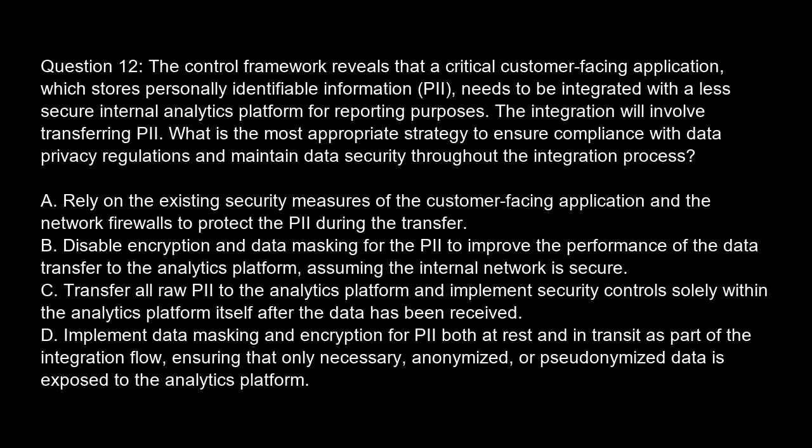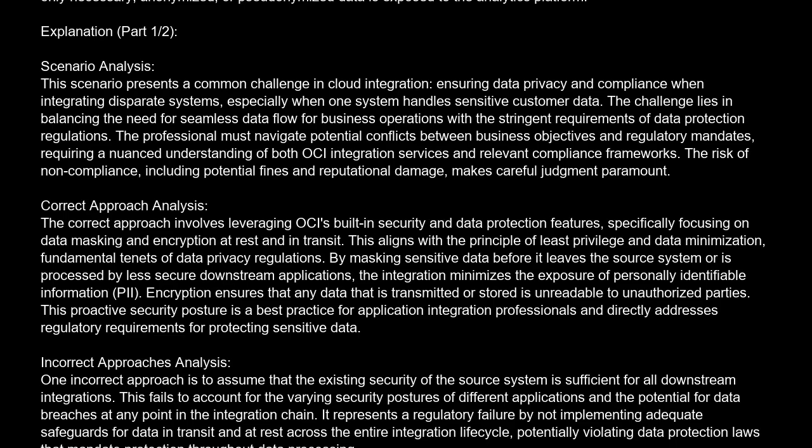Option D. Implement data masking and encryption for PII both at rest and in transit as part of the integration flow, ensuring that only necessary, anonymized, or pseudonymized data is exposed to the analytics platform. The correct answer is D. Implement data masking and encryption for PII both at rest and in transit as part of the integration flow, ensuring that only necessary, anonymized, or pseudonymized data is exposed to the analytics platform.